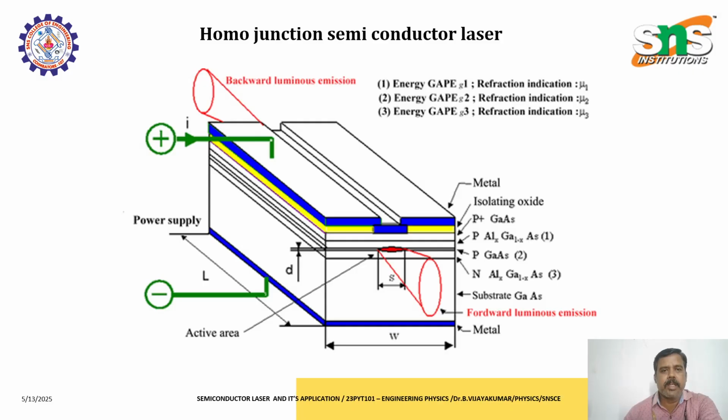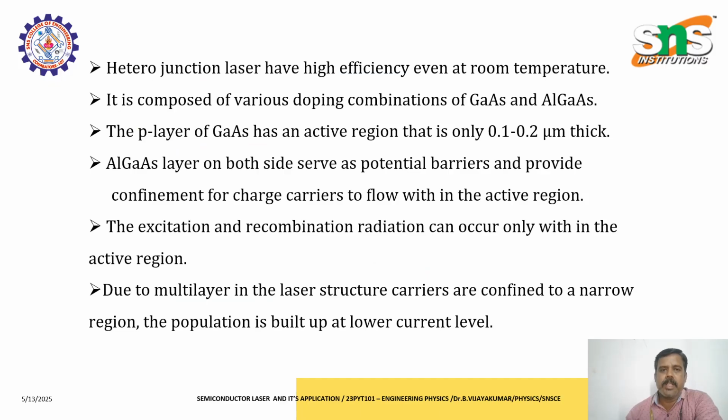So this is the heterojunction picture. Multiple layers of gallium arsenide and aluminum gallium arsenide are connected to form a sandwich formation. The same top and bottom metal contacts are connected to an external power supply. The light is emitted from the front portion. So the heterojunction laser has high efficiency. There are various doping combinations of gallium arsenide and aluminum gallium arsenide. The P layer of gallium arsenide has an active region, and its thickness is 0.1 to 0.2 micrometer.